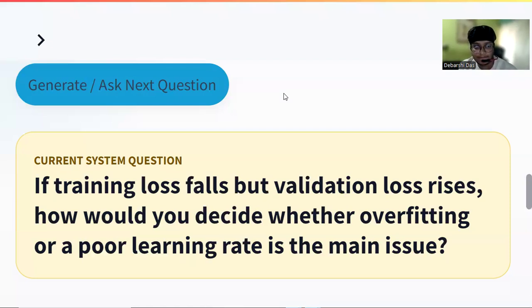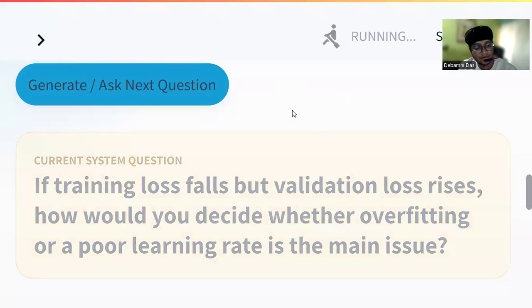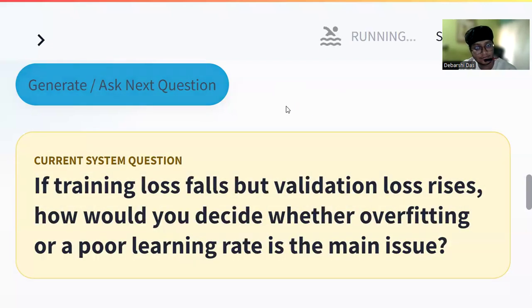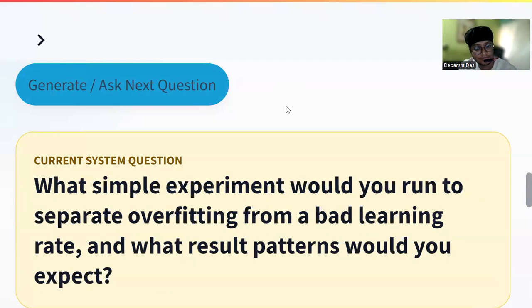Okay, let's get to the next one. What simple experiment would you run to separate overfitting from a bad learning rate, and what result patterns would you expect?